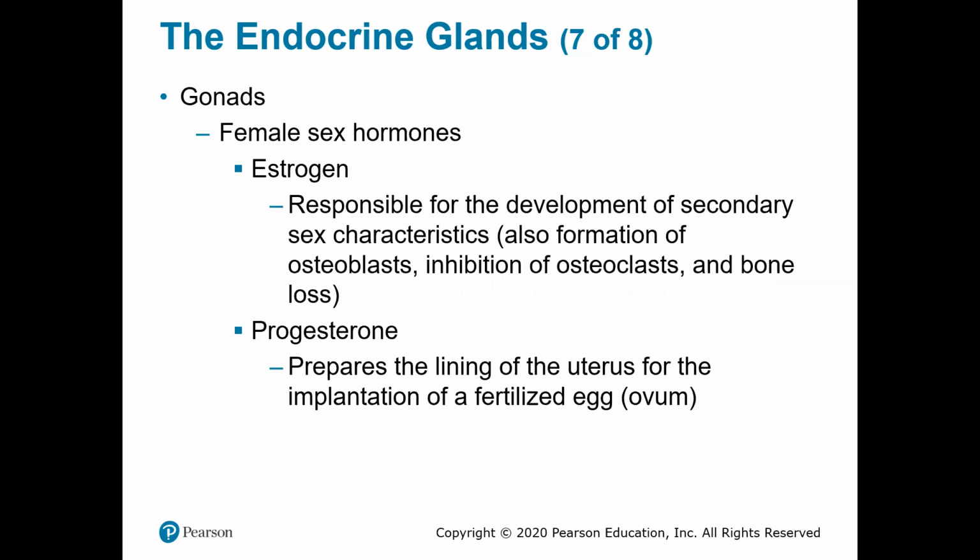So the female sex hormones, I'm on the right-hand side of text page 541 now, include estrogen, which is responsible for the development of our secondary sex characteristics, and also the formation of osteoblasts, inhibition of osteoclasts and bone loss, as well as progesterone, which prepares the lining of the uterus for implantation of a fertilized egg or an ovum.